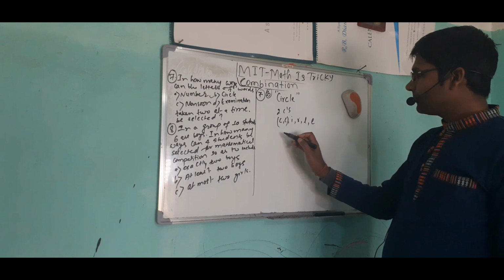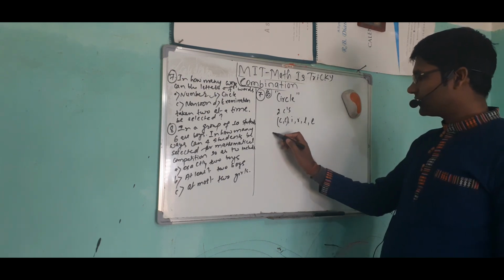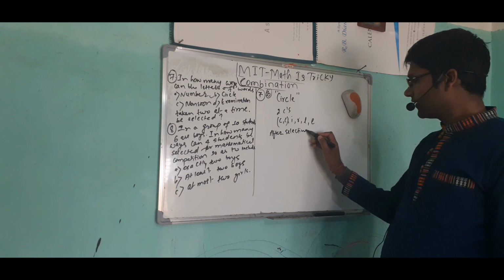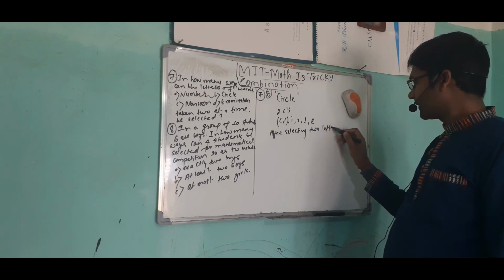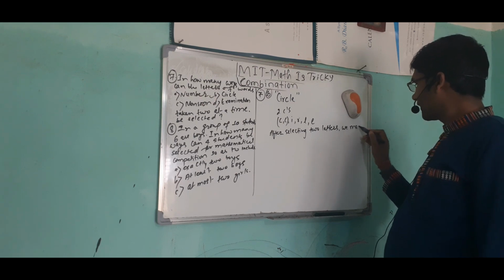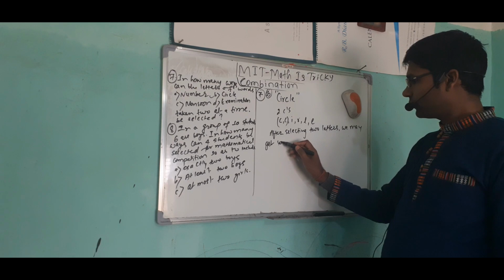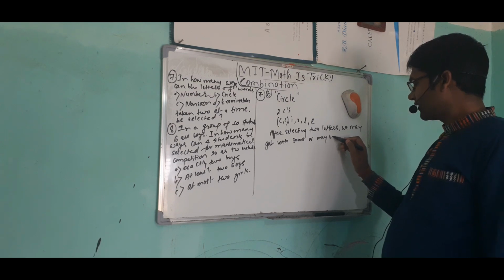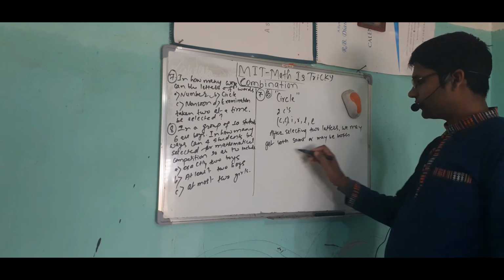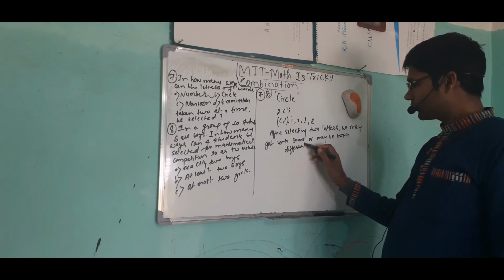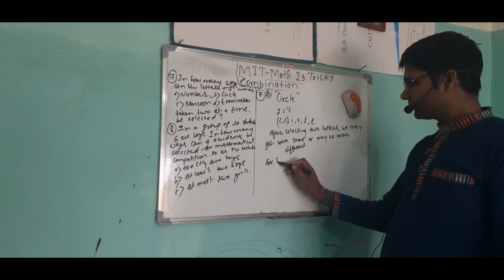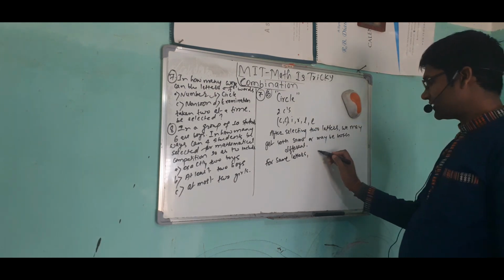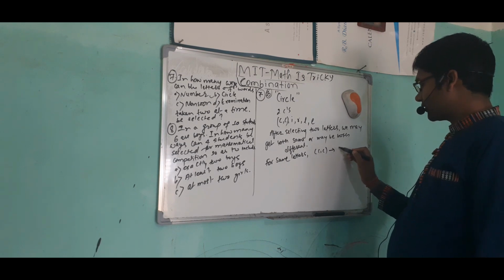But what is happening here? After selecting two letters, we may get both the same, or maybe both different. For same letters, only one choice is there: C and C. We'll get C and C. So one choice.